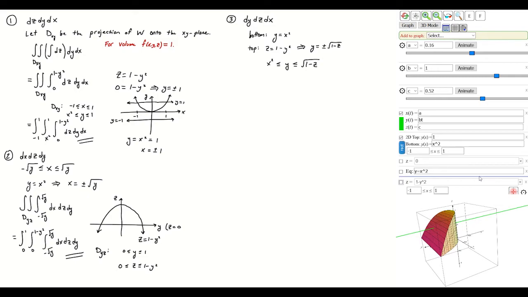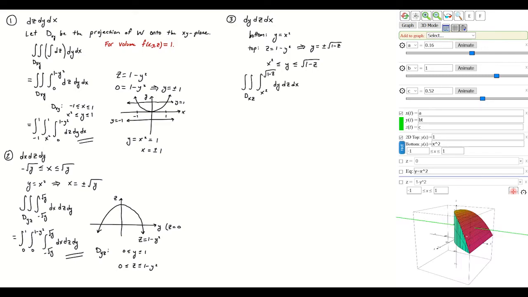So now what we know is that we can write this as the double integral over D sub xz, because we're doing a y integral first, and this will be the integral from x squared to the square root of 1 minus z, 1 dy dz dx. So now we want to take this region here and project it into the plane y equals 0, so the xz plane. So we have to think about what is bounding this region.